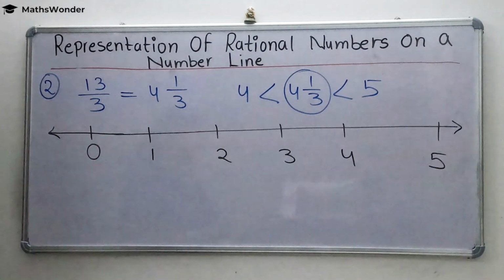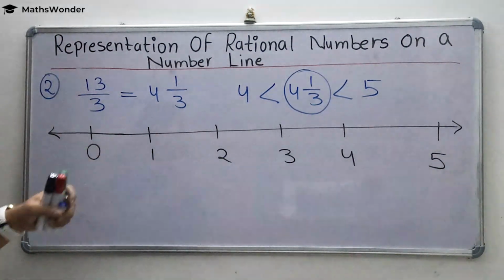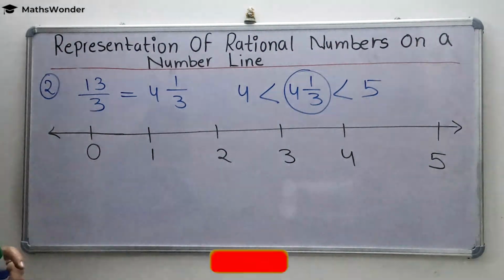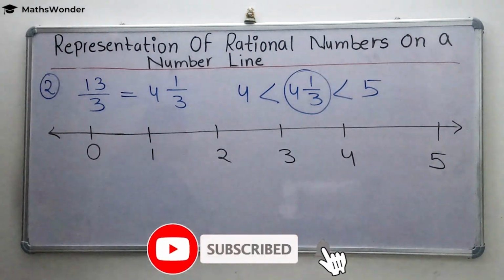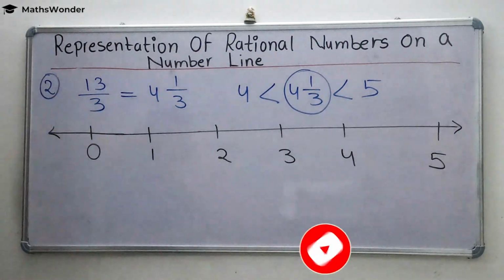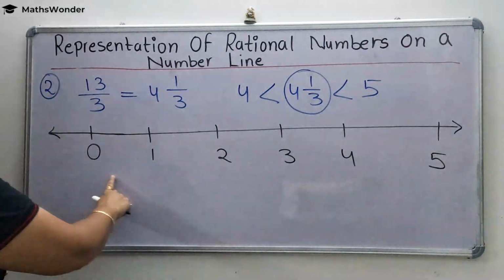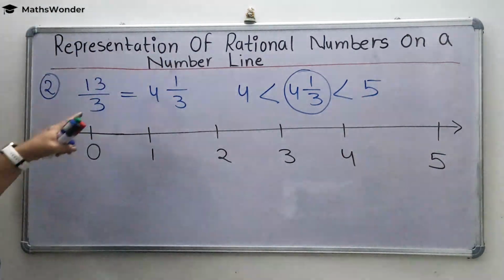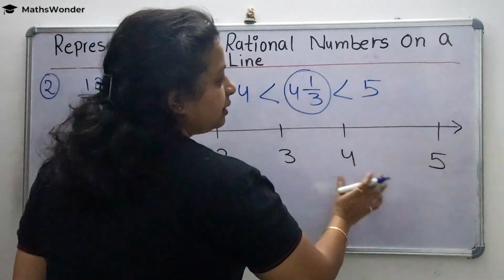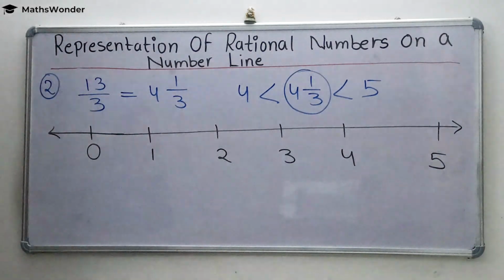Whenever you draw the number line, you have to start with 0. You can't draw it in the air directly. No, you have to start with 0, 1, 2, 3, 4, 5. So now 4 and 5 is where you will find your 13 over 3.